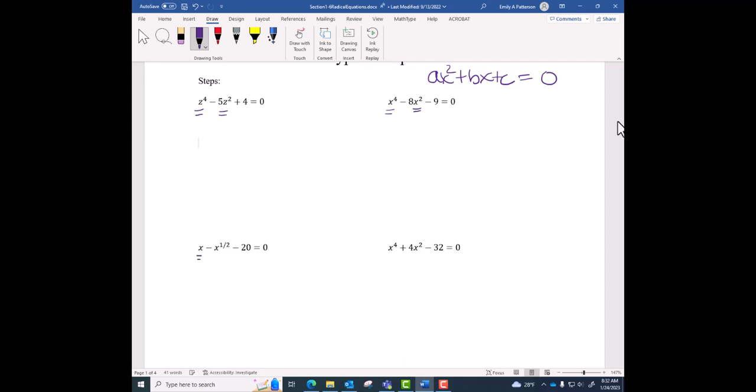x is the square of x to the 1/2. Remember, that's the square root of x. And each one of these works where my second term can be simulated as x and my first term is the square of that.